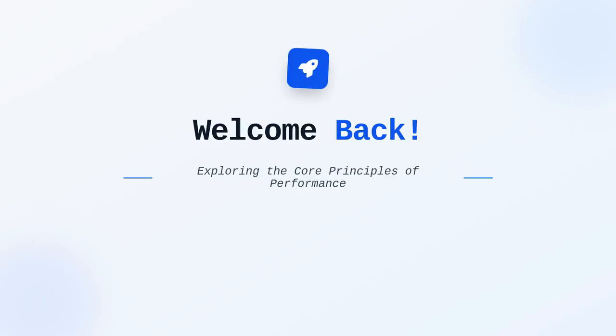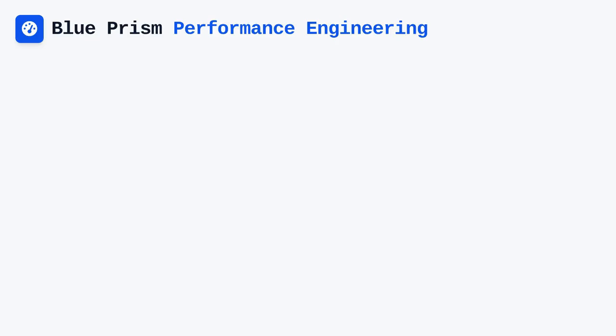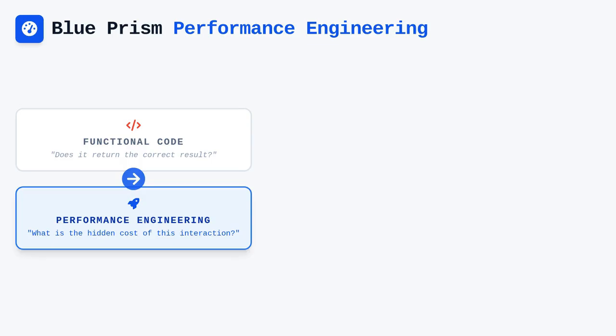Welcome back. Let us explore the core principles of optimizing process performance and resource utilization within the Blue Prism ecosystem. When we approach the optimization of a Blue Prism process, we must first shift our perspective from merely functional code to performance engineering. Many developers view automation as a sequence of stages that simply need to return a correct result, but true mastery involves understanding the hidden costs of every interaction.